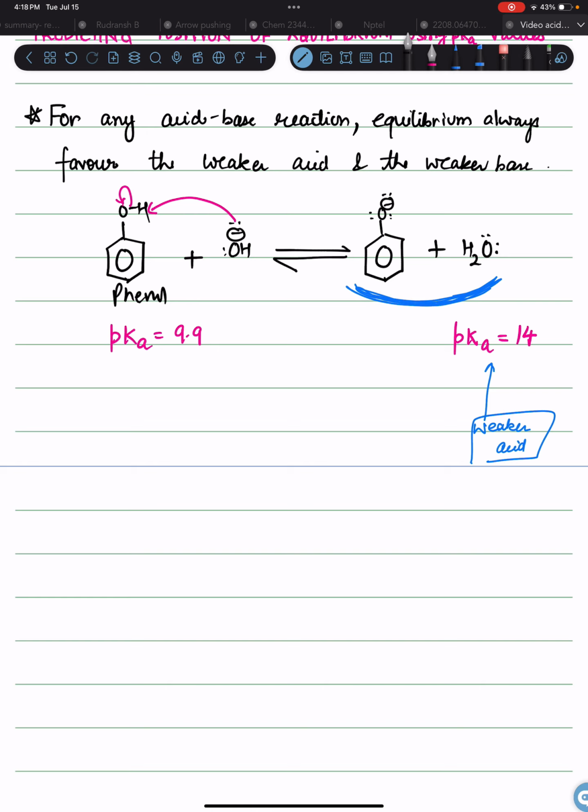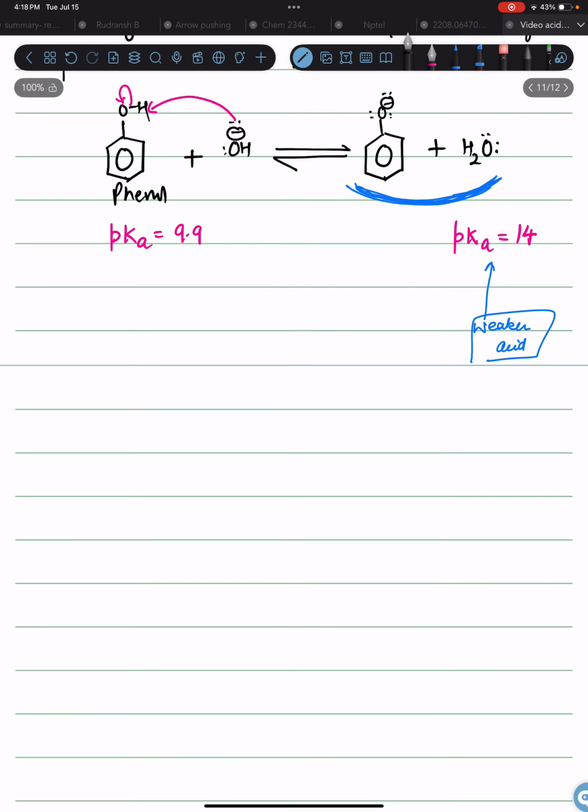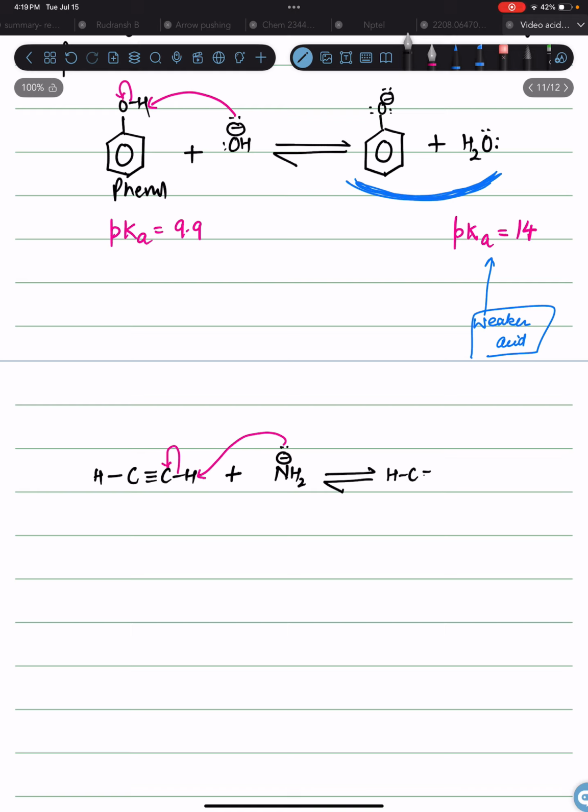We can take another example: acetylene or ethyne, which is an alkyne, plus a base like amide, NH2 negative. This base, NH2 negative, abstracts this proton, pushing the electrons onto carbon, and what you get as a product is the acetylide anion plus ammonia.